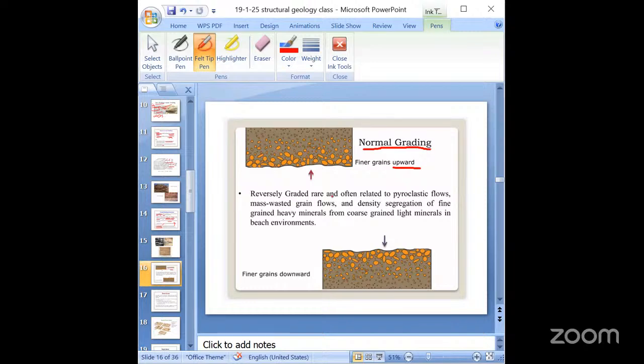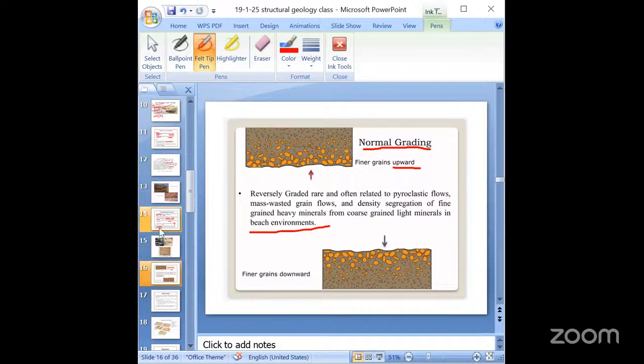And reverse grading is rare and often related to pyroclastic flows and mass-wasted grain flows, and to density segregation of fine-grained heavy minerals from coarse-grained light minerals in a beach environment.